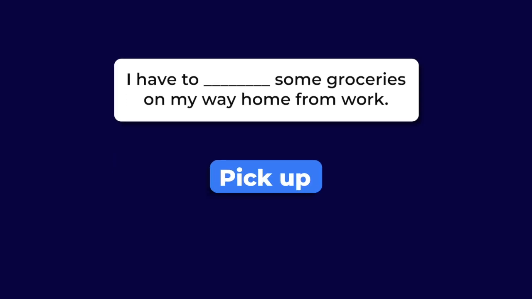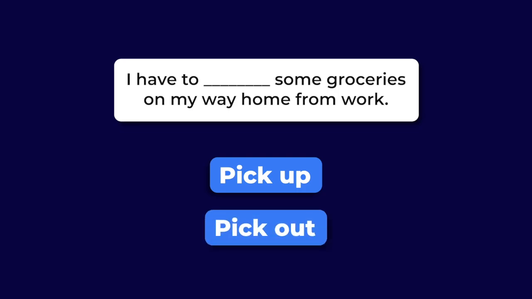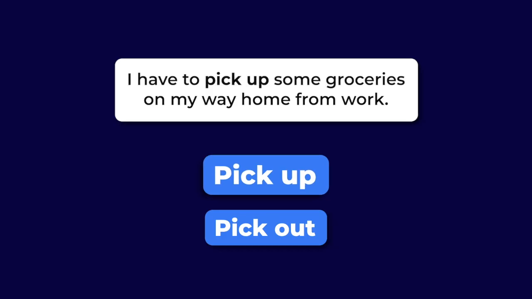I have some groceries on my way home from work. I have to pick up some groceries, or I have to pick out some groceries. The correct answer to this question is I have to pick up some groceries. Now, that's the one that I think makes more sense in this sentence, but you could say I need to pick out some groceries. So to pick up means to go get. To pick out means to choose.